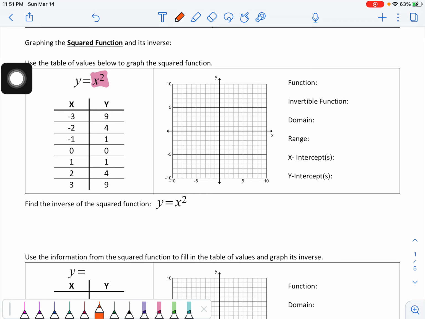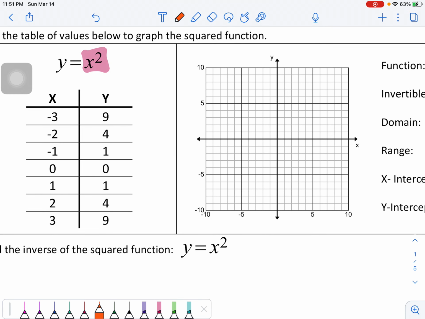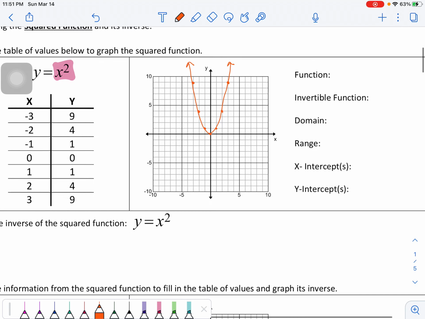Okay, so let's find a pretty little color here, and I'm going to zoom in so I can really look at this. So let's see, -3, 9, -2, 4, -1, 1, 0, 0, 1, 1, 2, 4, and 3, 9. All right, so there's my basic curve. It's the parabola that we've been doing in Math 2, basically a bunch of it. First semester we did a lot of work with it as well.